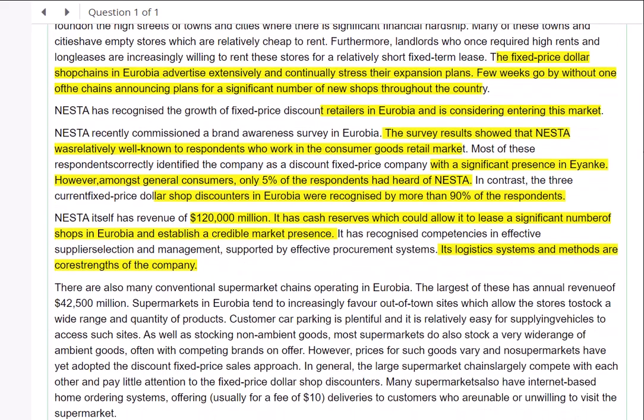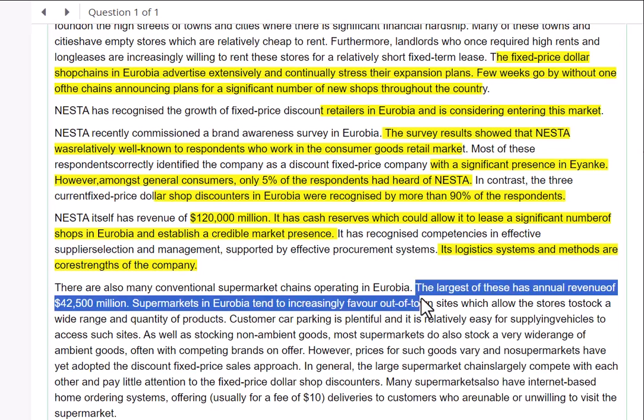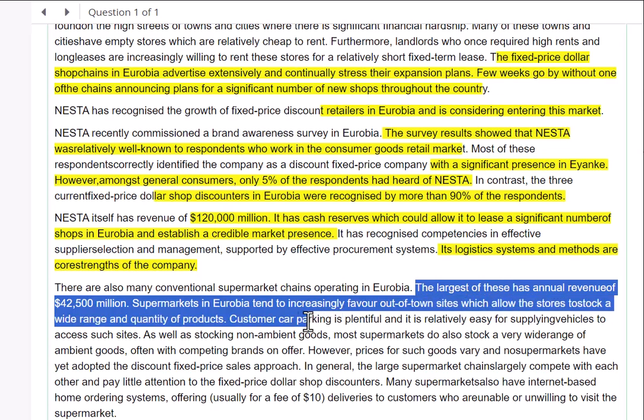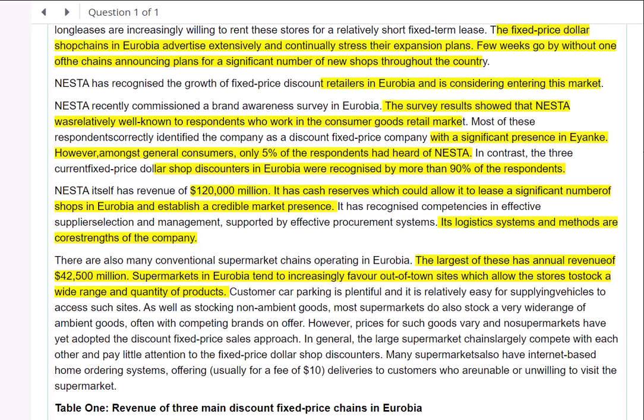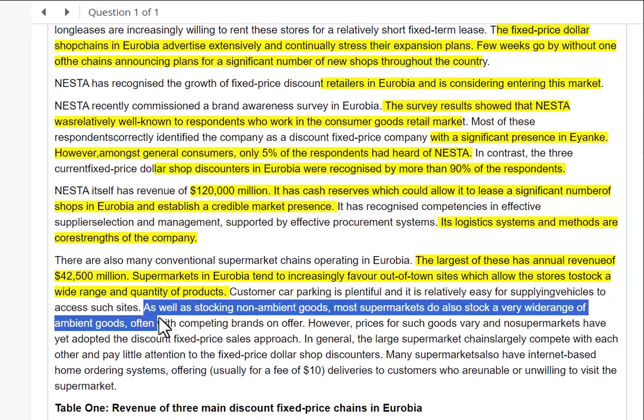There are also many competitive supermarket chains operating in E. The largest of these has an annual revenue of 42,500 million. Supermarkets in E tend to increasingly favor out of town sites, which allow stores to stock a wide range and quantity of products. Customer car parking is plentiful and it is relatively easy for supplying vehicles to access such sites. As well as stocking non-ambient goods, most supermarkets also stock a wide range of ambient goods, often with competing brands on offer.